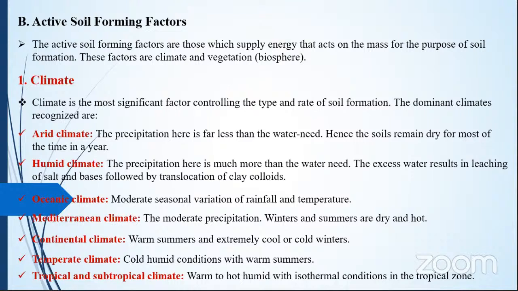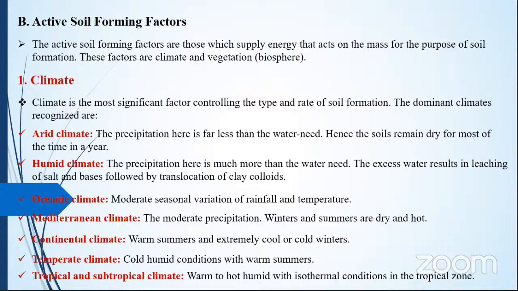In humid conditions, what will happen? It is exactly the opposite of the arid climate. The water is more, excess water will be there. All the salts will be leached out, and all the clay will be translocated from the clay colloids. All the salts and bases will be leached out in the humid climatic condition, because here the precipitation is more than the water needed.